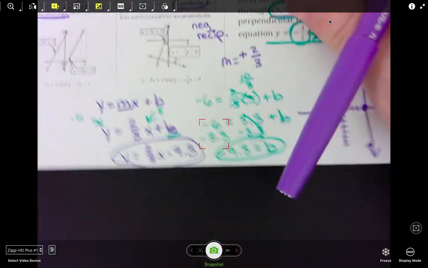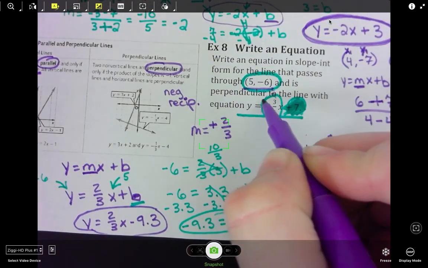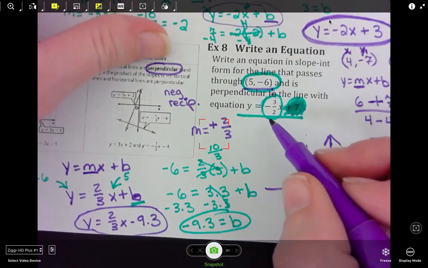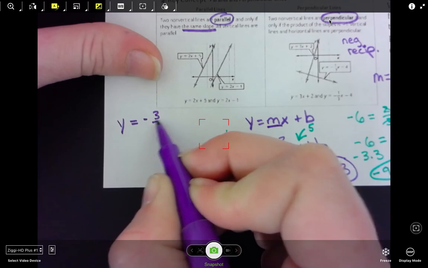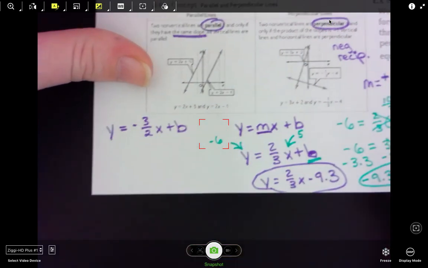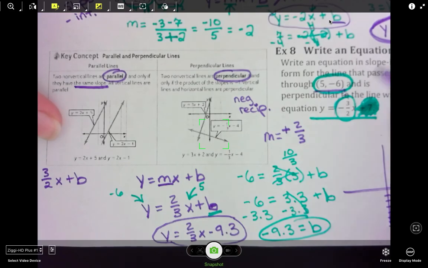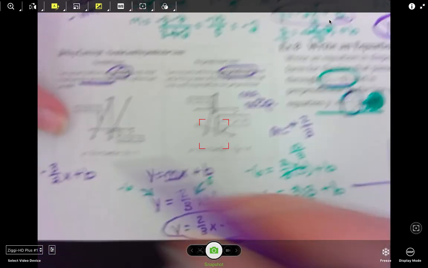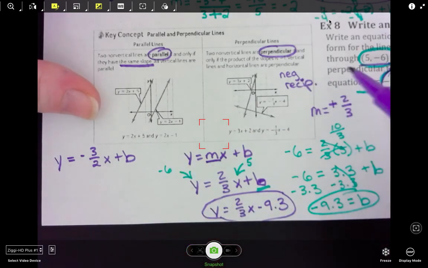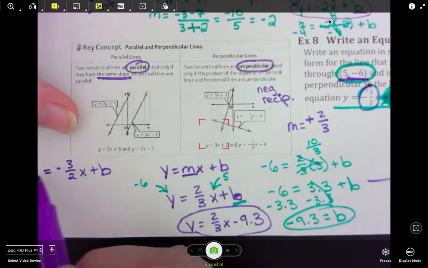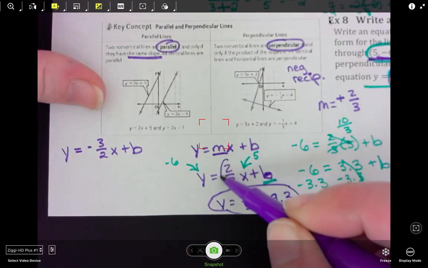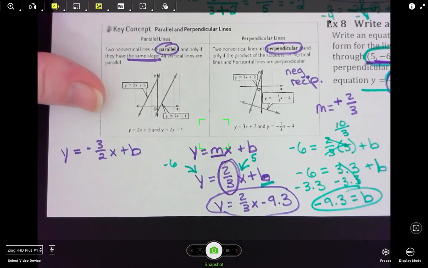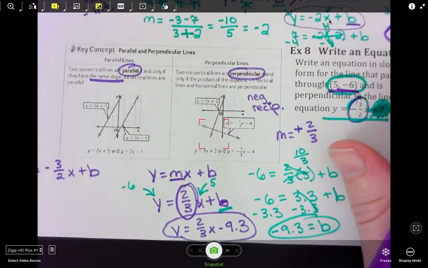If by chance it asked me for a parallel line instead of a perpendicular line, I would start out with my equation saying y equals -3/2 x plus b, because for parallel lines, I use the same slope. So if this one's -3/2, I use -3/2. And then I'm going to do the same procedure again. I plug 5, -6 in for x and y and solve for b and get my new equation. This one wanted perpendicular, so we use 2/3 instead of -3/2. So that's the only difference. You might have a parallel one on your homework assignment, and that's section 1-4.